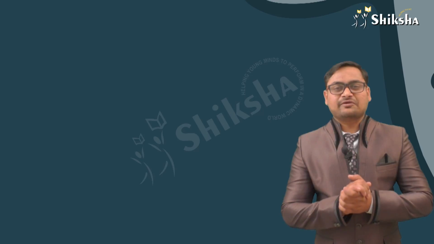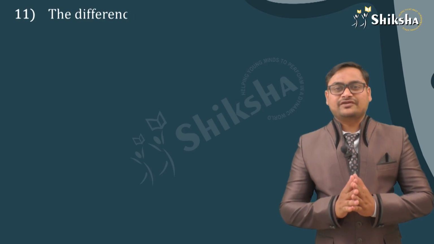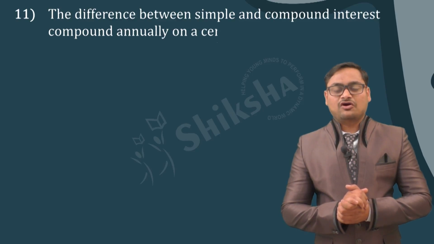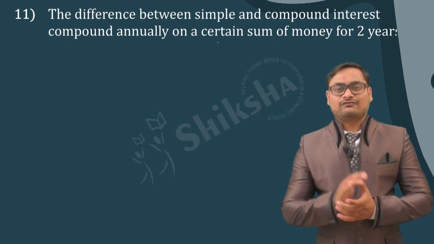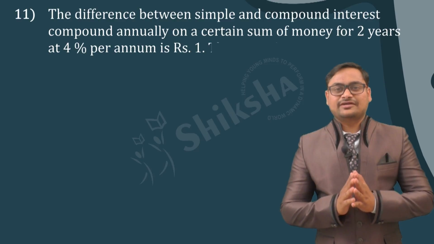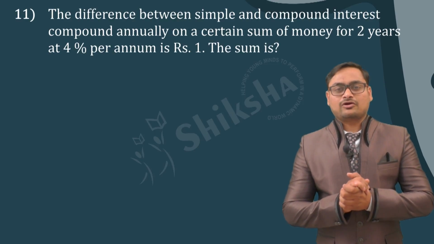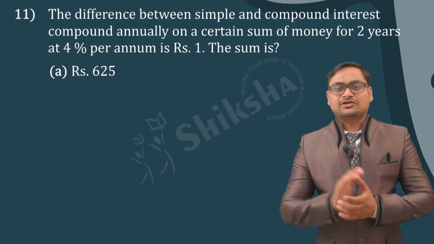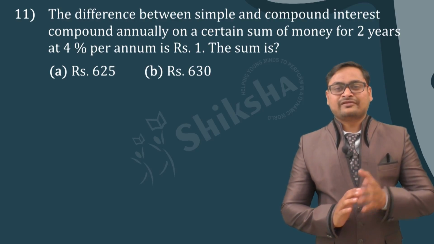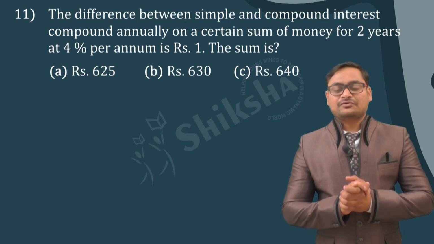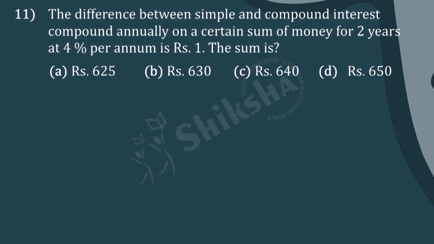Now let's see question number 11. The difference between simple and compound interest compounded annually on a certain sum of money for 2 years at 4% per annum is rupees 1. The sum is, and our options are A rupees 625, B rupees 630, C rupees 640 and D rupees 650. Now let's see the solution.